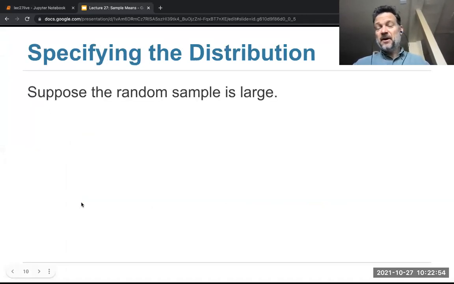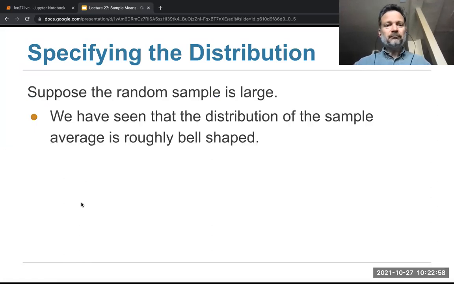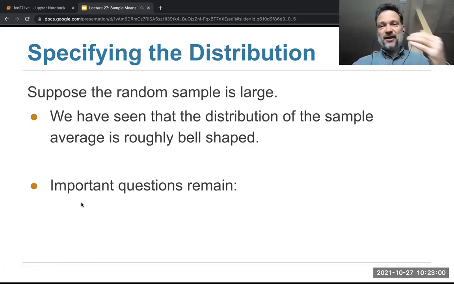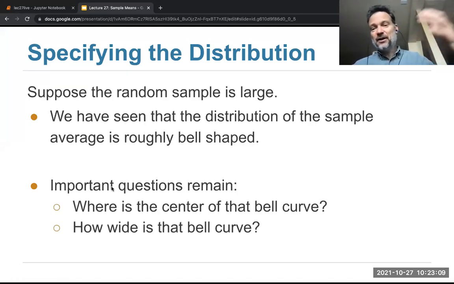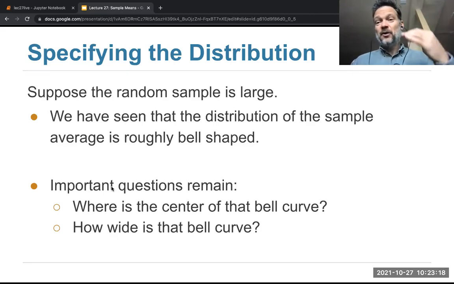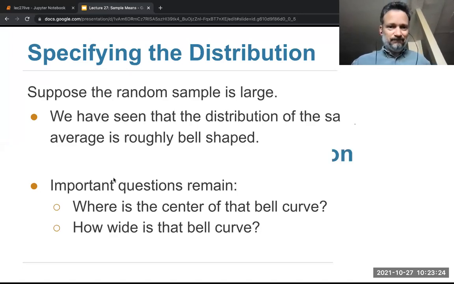Now, the central limit theorem predicts for us what that distribution is. It predicts for us that the shape of that distribution is roughly bell-shaped. It's a normal curve. A normal curve is specified by two things: the center and the width, the spread. The way we measure the spread is usually with the standard deviation. So let me just talk you through what we discovered on Monday about what the center and the width of that bell curve is.